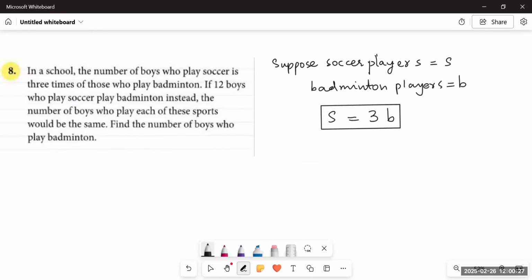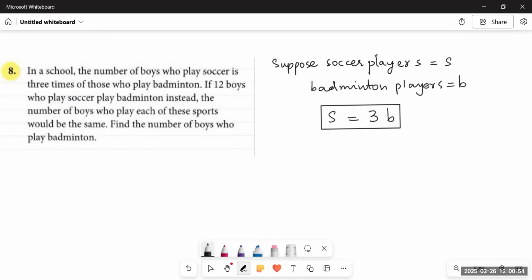This is the ratio of the soccer players and the badminton players. That is 3:1. Okay. Next, they're saying if 12 boys who play soccer play badminton instead. Now, what they're saying, if 12 boys, that is, who were playing soccer earlier, are shifted towards badminton side. So what is happening over here?